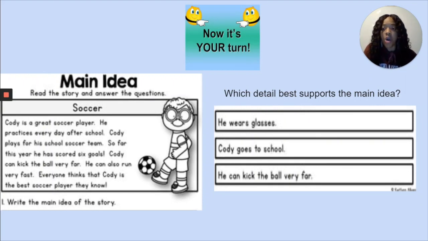Soccer. Cody is a great soccer player. He practices every day after school. Cody plays for his soccer team. So far this year, he has scored 6 goals. Cody can kick the ball very far. He can also run very fast. Everyone thinks that Cody is the best soccer player they know.